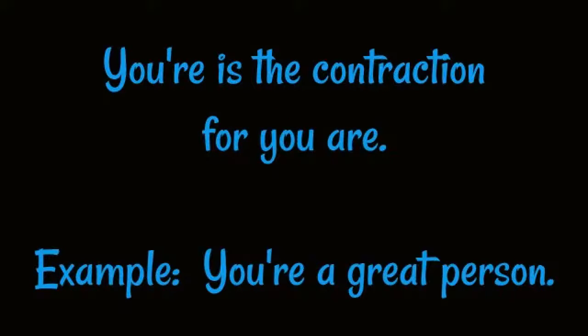Your, Y-O-U apostrophe R-E, is the contraction for you are. This is another one of those pet peeves of mine. You want to make sure that when you use this form of the word, what you are trying to say is you are. For example, you're a great person. You apostrophe re. You are a great person.